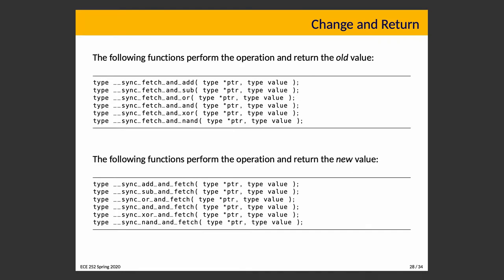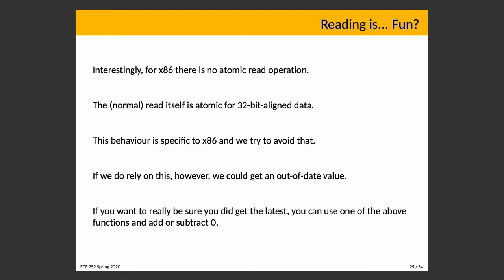So, okay. We've covered a few things. We've covered what is effectively assignment, so that is the sync lock test and set function. And we've covered a number of operations for modifying. We can add, we can subtract, we can do bitwise stuff. What about read? So, interestingly, for x86, there is no built-in or glibc-provided atomic read operation.